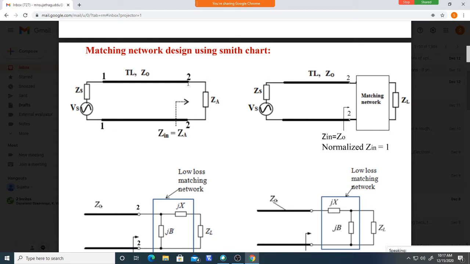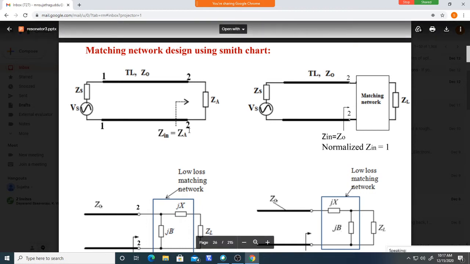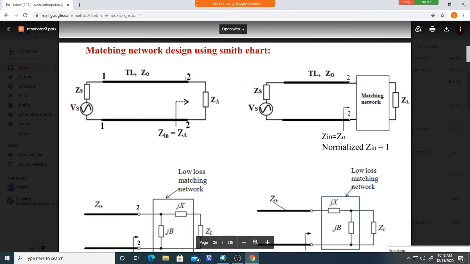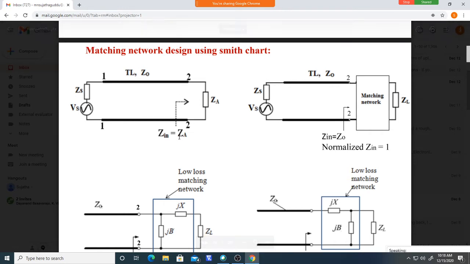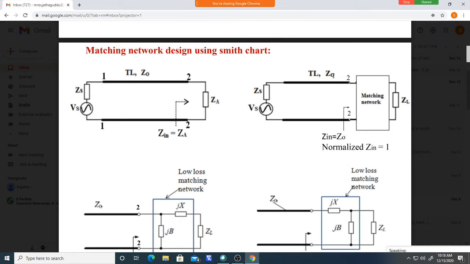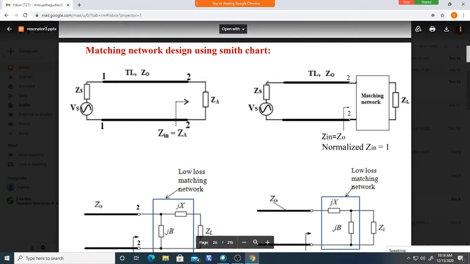So power will be coming to here. Power will be here, but to get maximum power from here to the load ZL, the impedance looking in this direction, between terminal 2, must be equal to this Z naught. Then only maximum power will be delivered from the source to the load ZL.